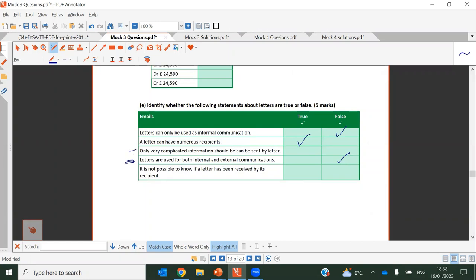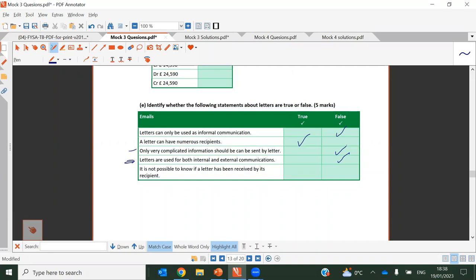Only very complicated information should be sent in a letter. Again, no, not necessarily. Something you formally want to tell someone can go in a letter. It doesn't have to be complicated. For example, telling you have to appear in court, very, very serious, but not necessarily very complicated. It would just have the date and place you had to turn up. So that would be sent by letter.